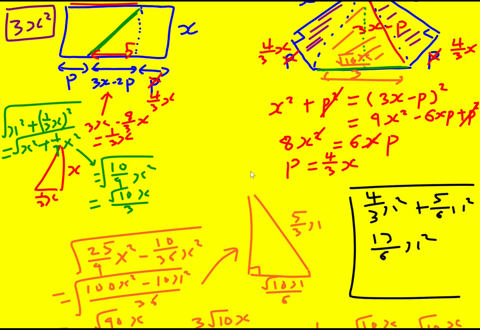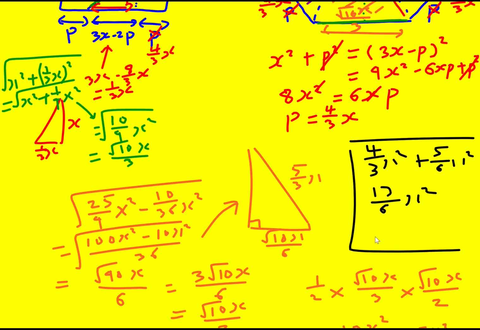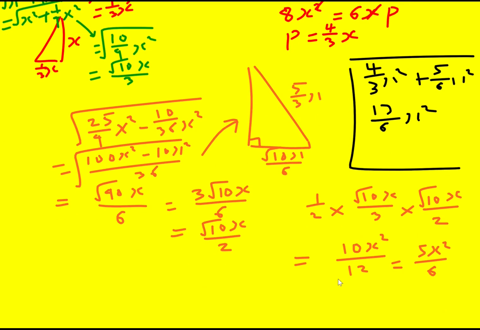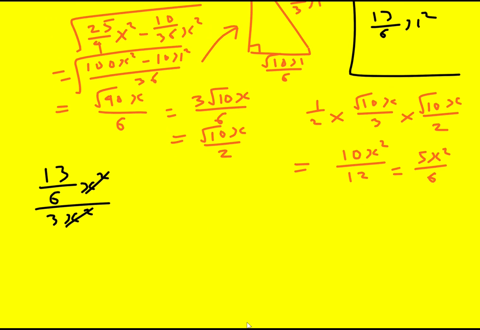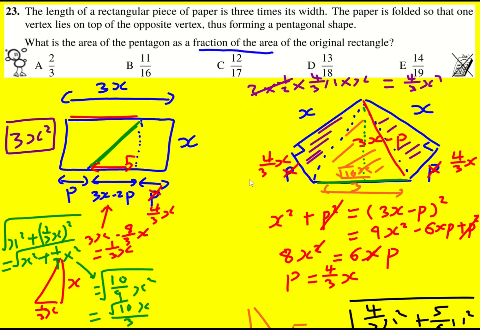Right, last step. Remember, the whole area was 3x squared. The area of the pentagon is 13 over 6x squared. So the fraction is 13 over 6x squared over 3x squared. The x squareds cancel. You might say that was unnecessary. And that is going to become 13 over 18, which is D.